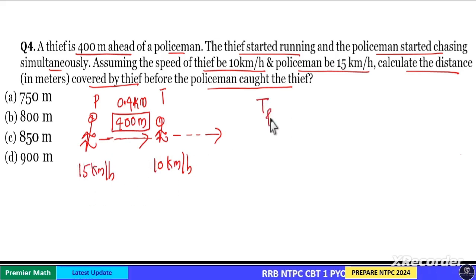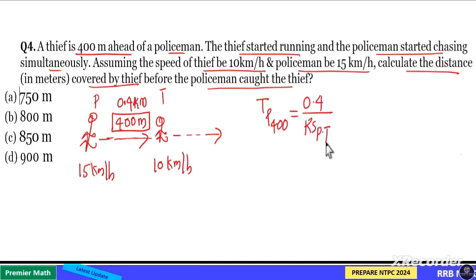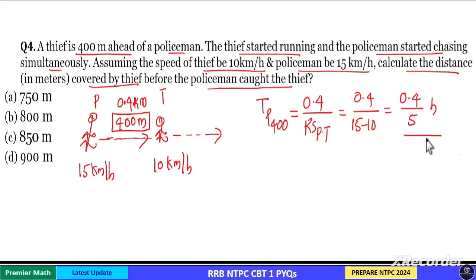So the time taken by the police to cover 400 meters is the same as the time taken by this police to catch this thief, which is equal to 0.4 divided by the relative speed of police and thief. That is distance by relative speed, which is the time taken by the police to catch the thief. Both are running in the same direction. When both are running in the same direction, relative speed is equal to the difference between the speeds of both the bodies, which is 15 minus 10. So this will become 0.4 by 5 hours.